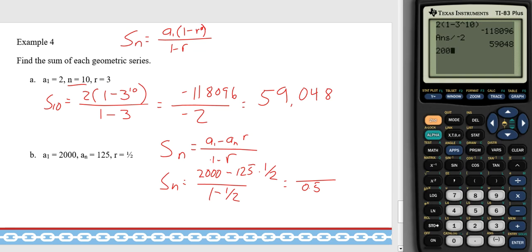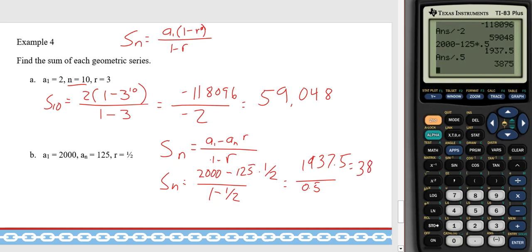My numerator, I am just going to type into the calculator like that. That gives 1937.5. And then when I divide out my denominator, the final answer is 3875. Right, so a lot of just application of formulas.